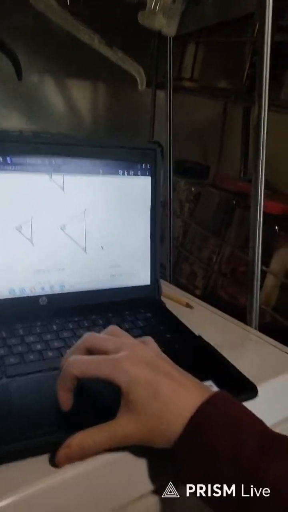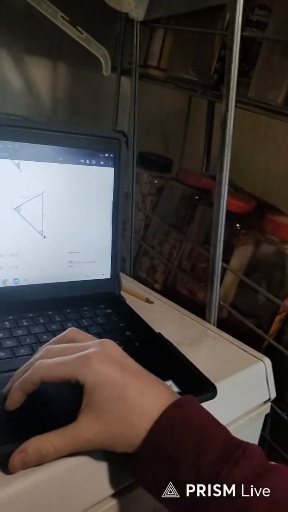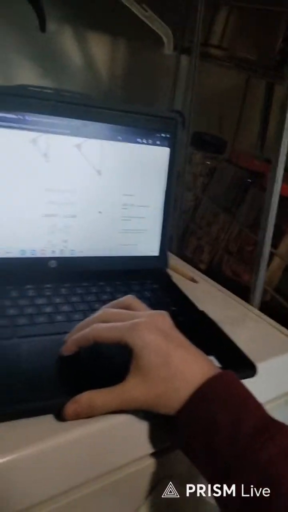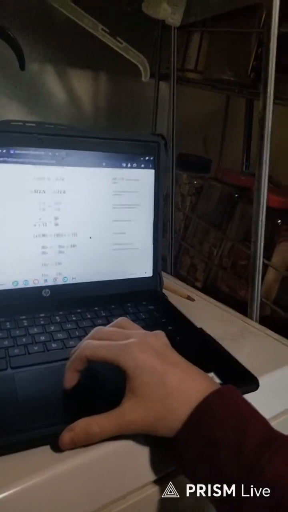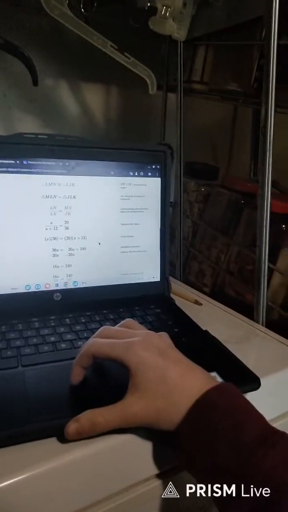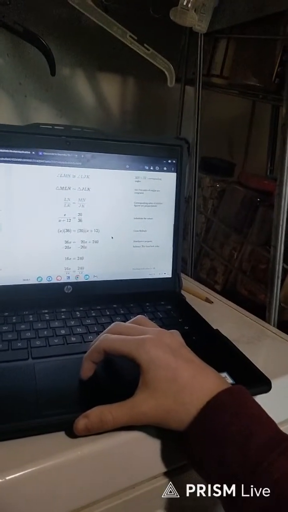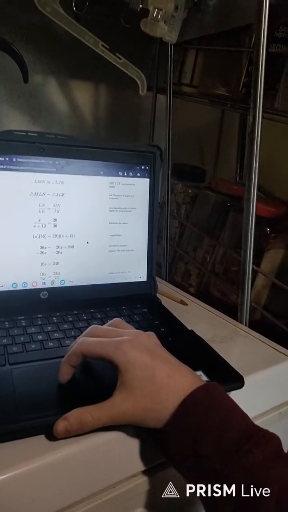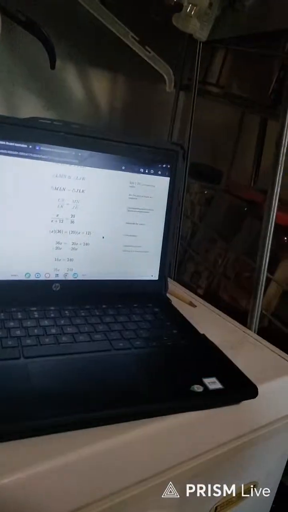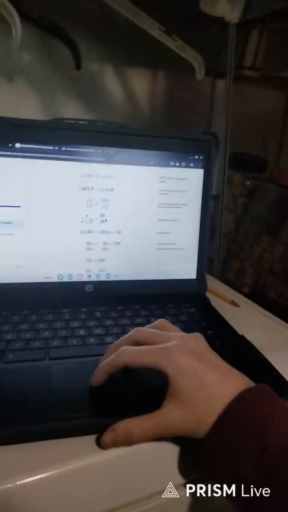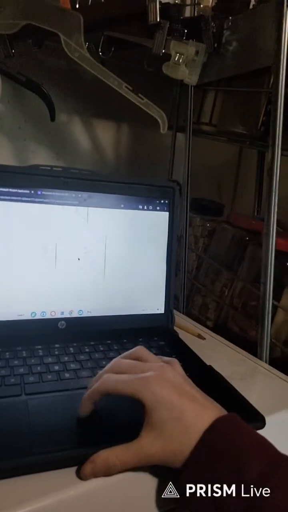Oh, that's the full triangle, x plus 12. Okay. So x over x plus 12 equals 20 over 36, so 36x equals 20 times x plus 12. Oh, okay, so we're multiplying these. 36x equals 20x plus, okay.